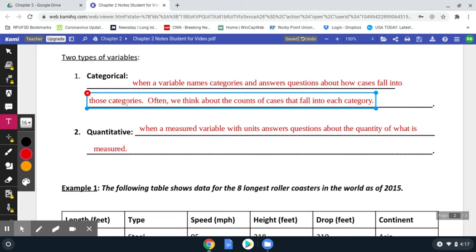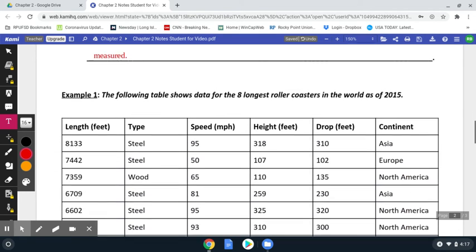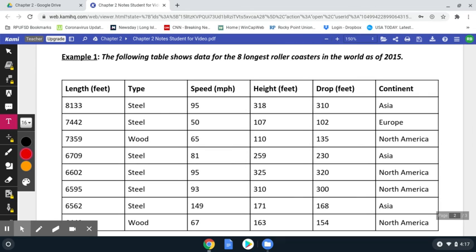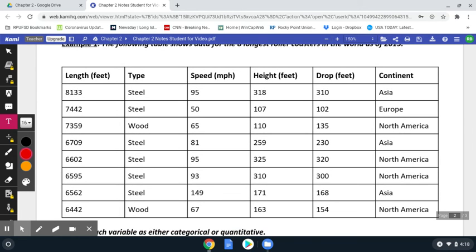Okay. So I've hit you with a couple of different items so far today. Let's take a look at one of these tables that we were mentioning earlier. Our example here in our table shows data for the 8 longest roller coasters in the world as of 2015. Our data is a few years old, but that's okay. So look at these different variables. Look at the labels across the top. We've got length measured in feet. We've got type. We've got speed measured in miles per hour. We've got height measured in feet, drop measured in feet, and we have continent.